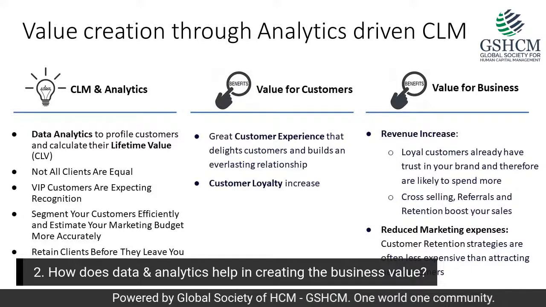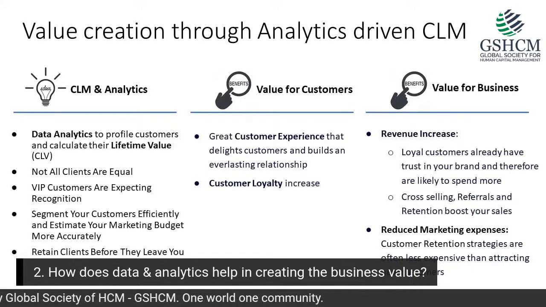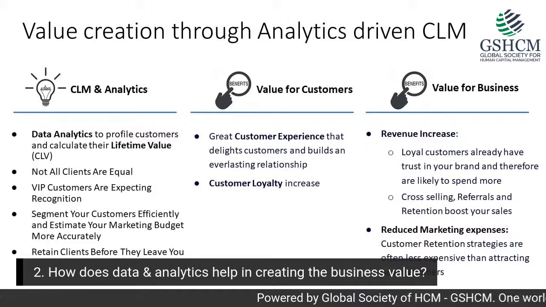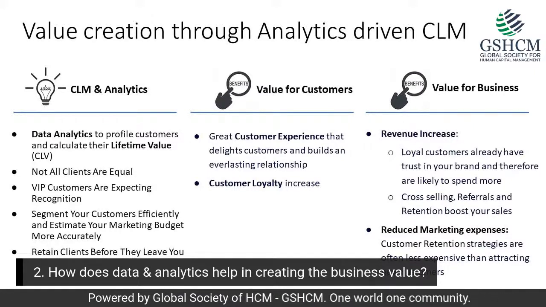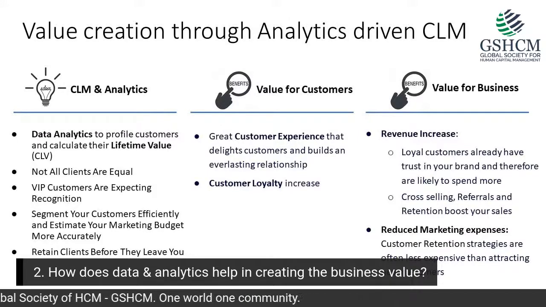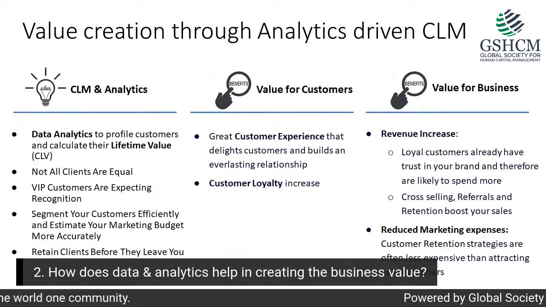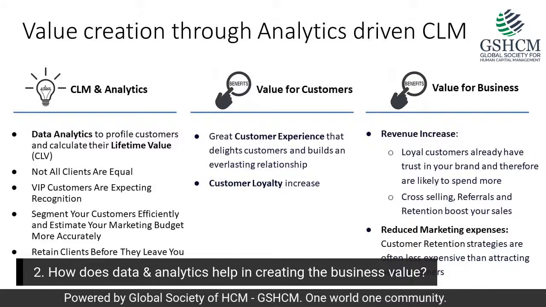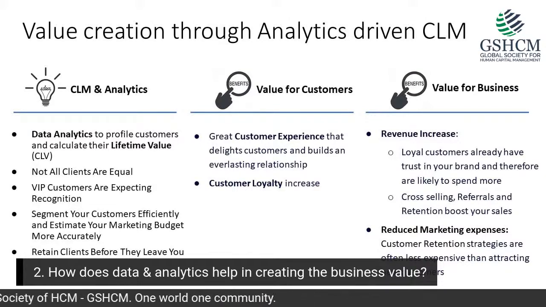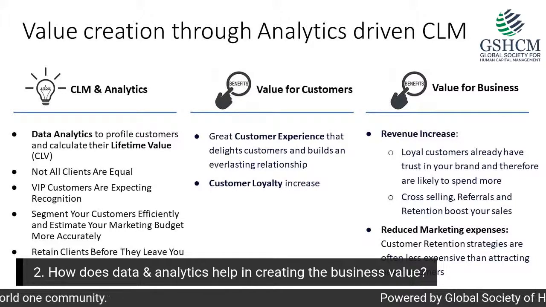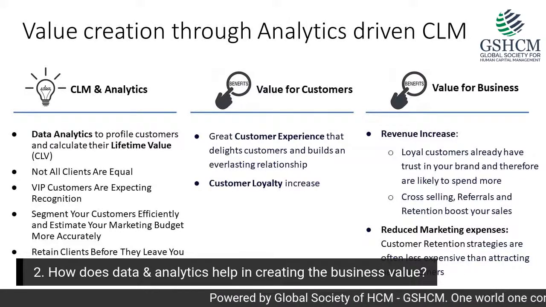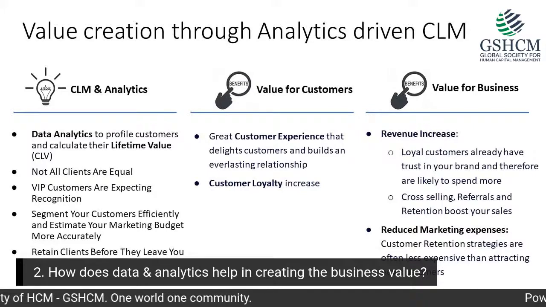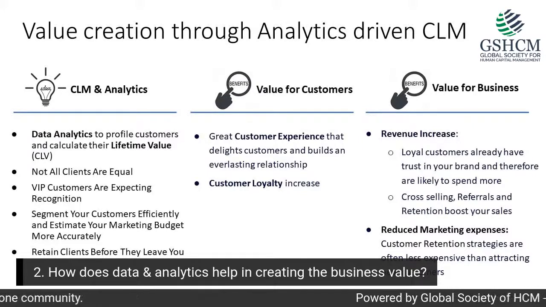What is the value for the business? As I said before, for the banking sector it is revenue. So we have a revenue increase. Why? Because loyal customers already have trust in our organization, so therefore they are likely to spend more. Cross-selling, referrals, or retention strategies and campaigns boost our sales. And of course, we have reduced marketing expenses, because customer retention strategies are often less expensive than attracting new customers, even 5 times more sometimes. So this is the value that we can create through analytics-driven customer lifecycle management.